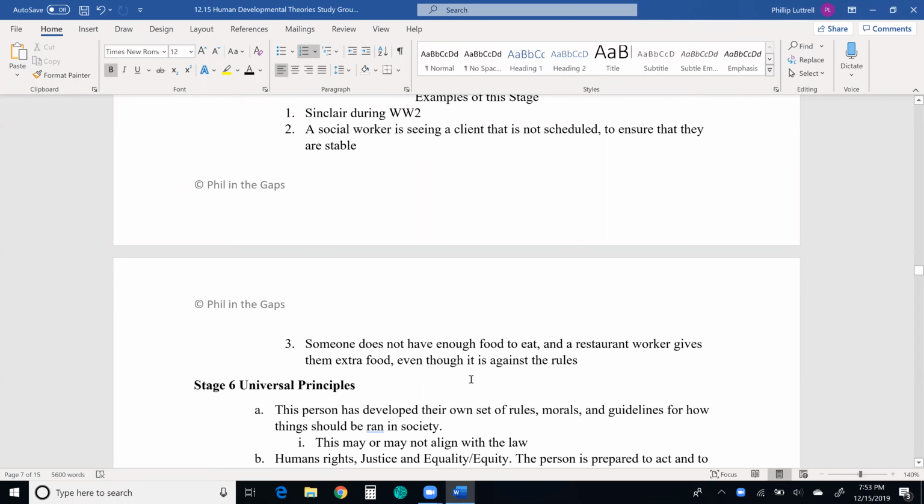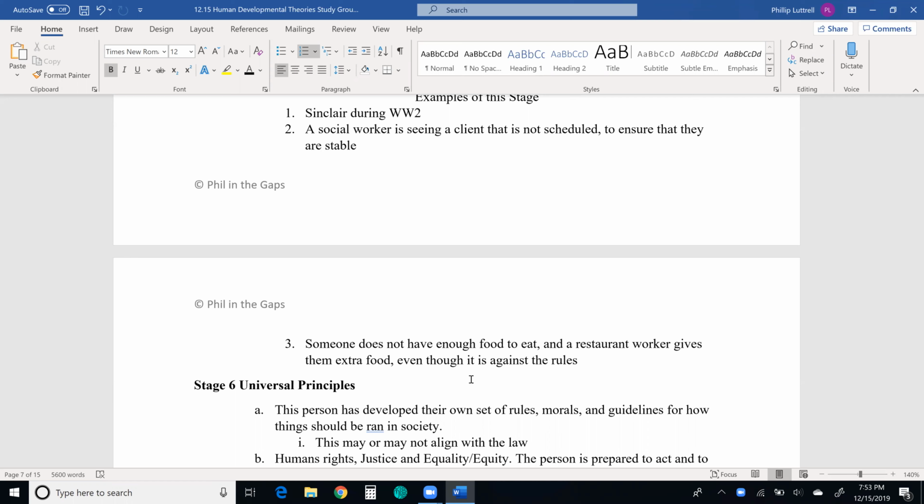A third example: someone does not have enough food to eat and a restaurant worker gives them extra food even though it is against the rules. Again, this restaurant worker is stepping outside of what is normally acceptable and potentially breaking the rules of his establishment to help benefit people that would not otherwise get their needs met if he were not able to do that.